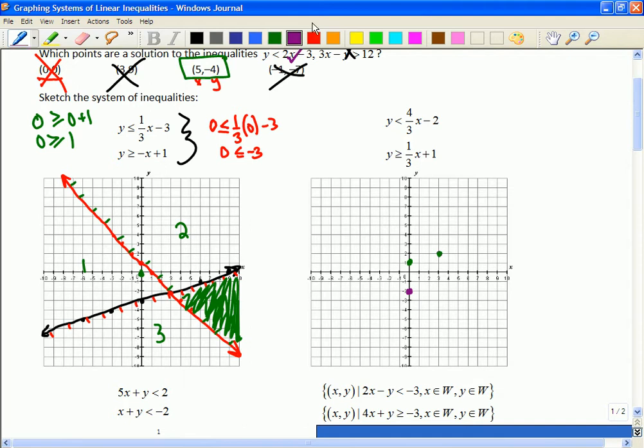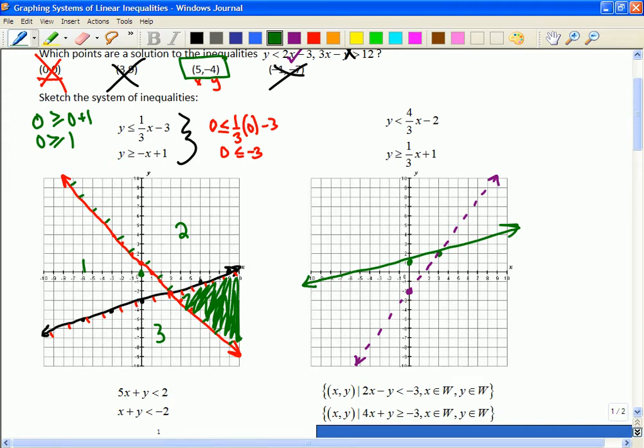So I'll draw those lines. One of them is dashed. This one here, this purple one, is a dashed line. And then the other is a solid line. Oops, that was bad. Let me try again. Close enough. All right, so there's what my lines look like.